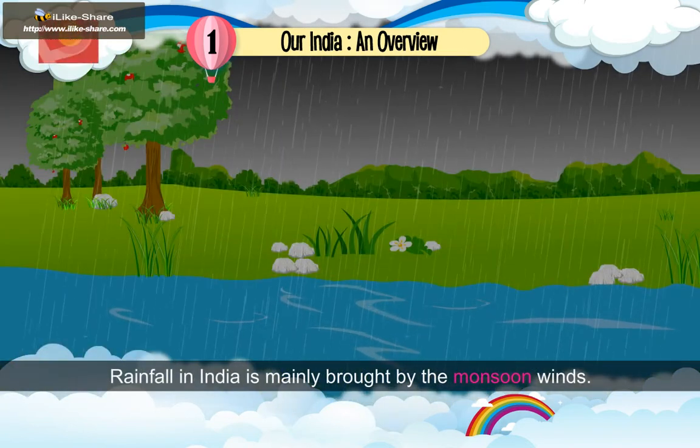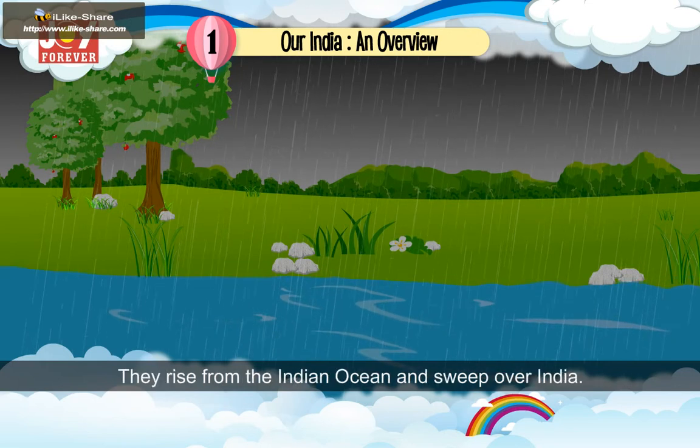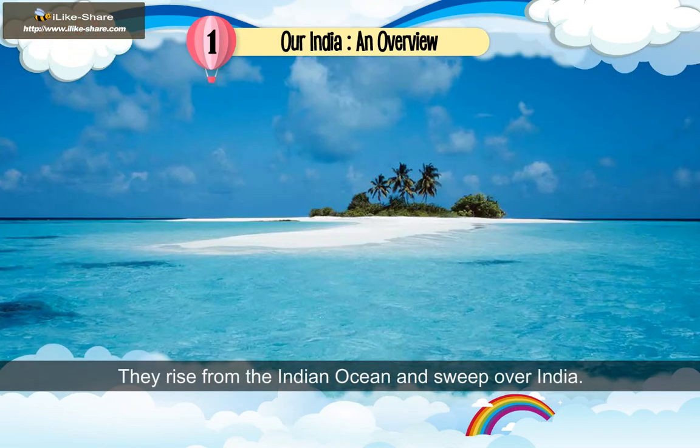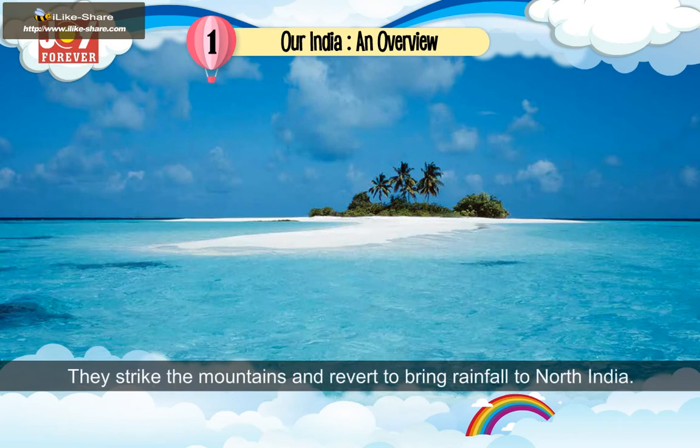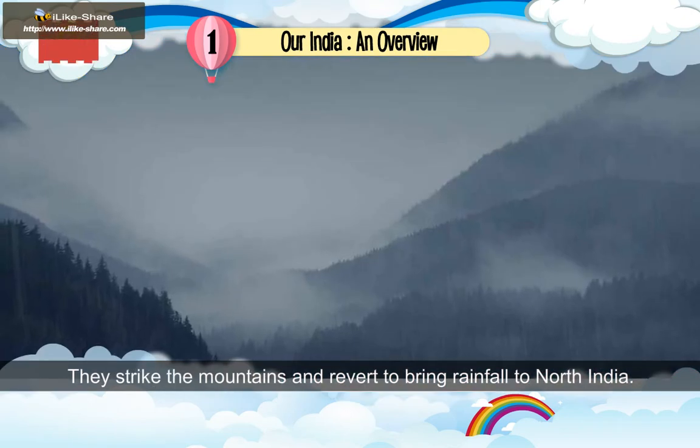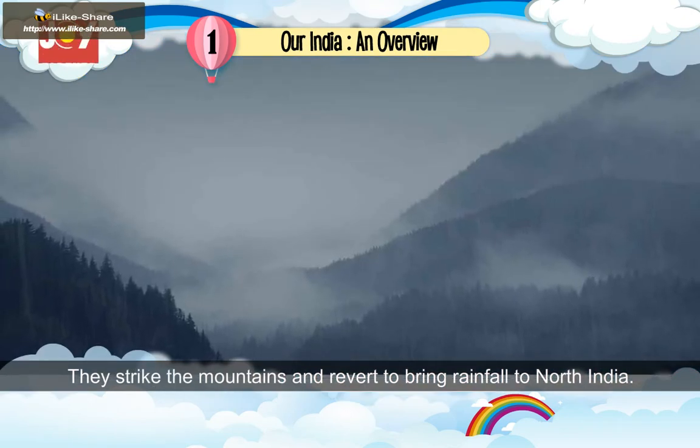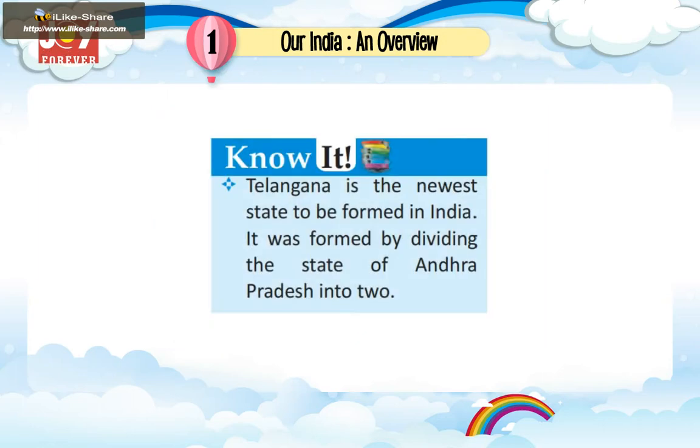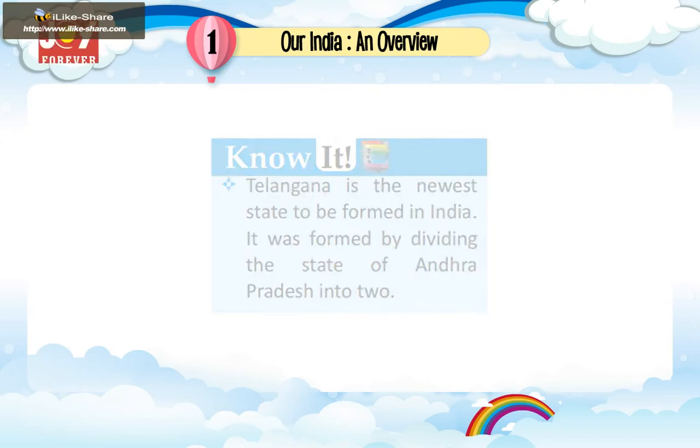Rainfall in India is mainly brought by the monsoon winds. They rise from the Indian Ocean and sweep over India. They strike the mountains and revert to bring rainfall to North India. Know it, Telangana is the newest state to be formed in India. It was formed by dividing the state of Andhra Pradesh into two.